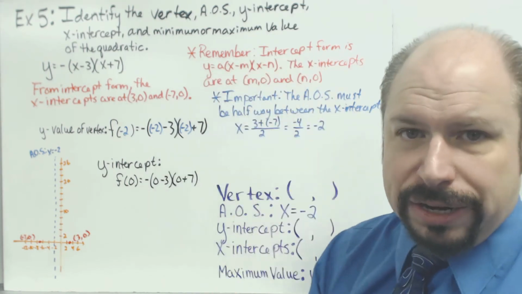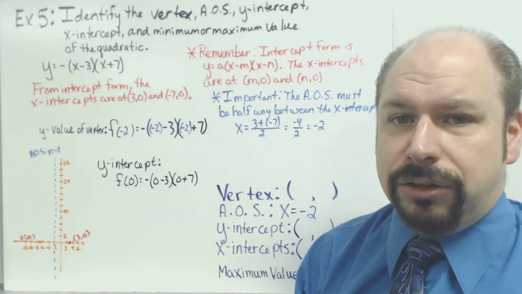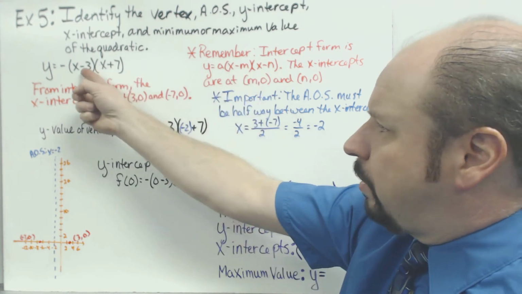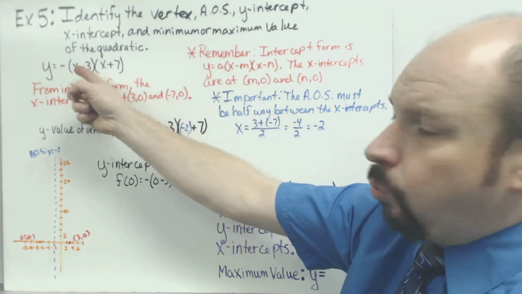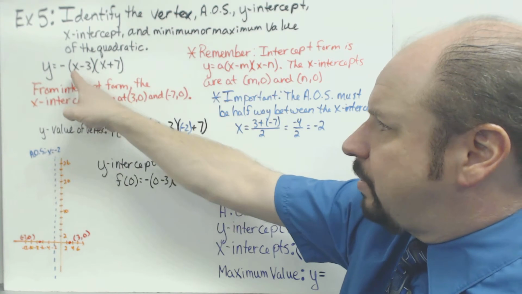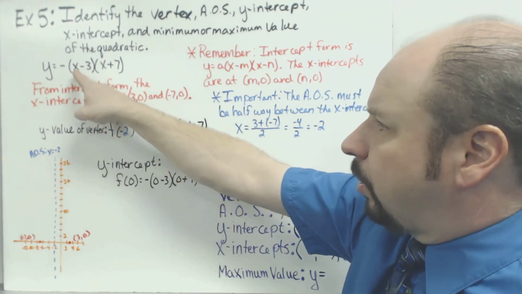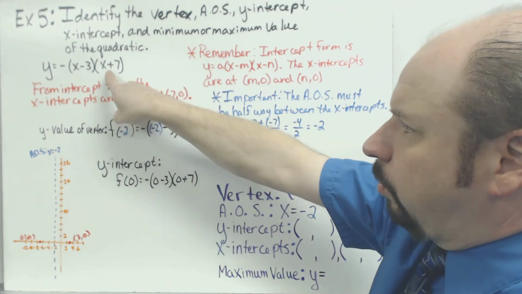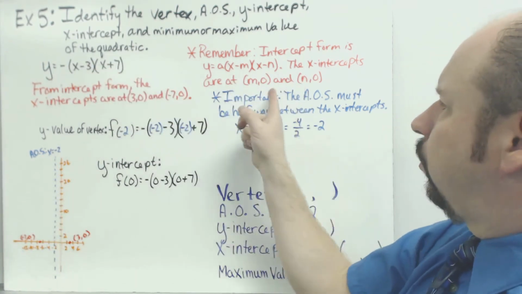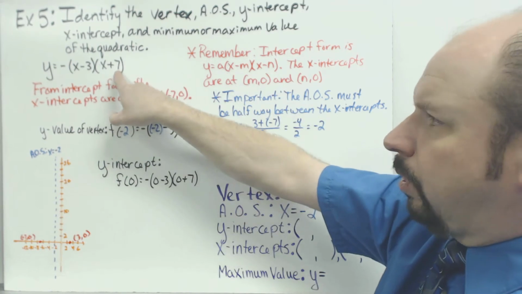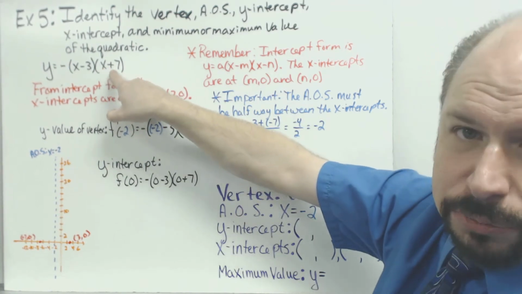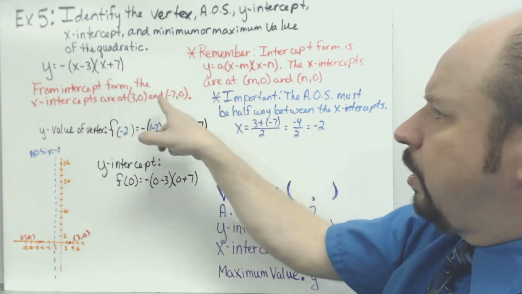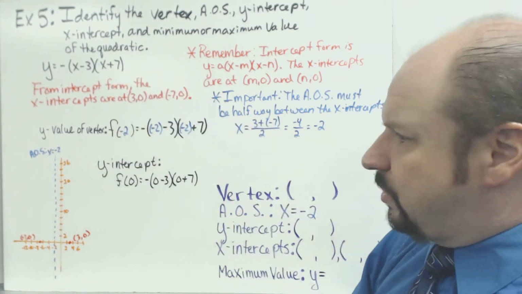So remember, intercept form looks like this. And the intercepts are at m, 0 and n, 0. And remember, these are negative here. So since this one is already negative, one of our intercepts is really easy. It's at 3, 0. So our first intercept is at 3, 0. This one, if we look there, it's at n, 0. Well, since this has to be x minus something, x minus a negative 7 would be the same as x plus 7. So our other x-intercept is at negative 7, 0.